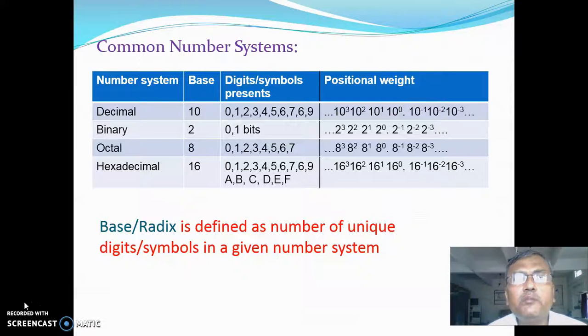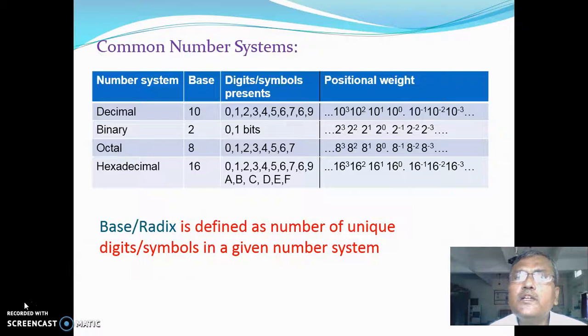Similarly, the binary has a base 2, so it has only 2 digits, 0 and 1. These 2 digits we call binary digits, in short called bits. Then octal has the base 8, so it consists of digits 0 to 7. Then hexadecimal has the base 16. It has digits 0 to 9 as well as the alphabets A, B, C, D, E, F. So A corresponds to 10, B to 11, C to 12, D to 13, E to 14, and F to 15.